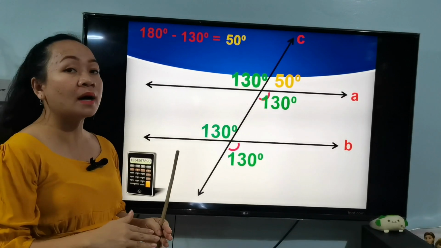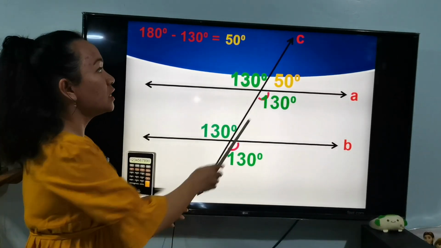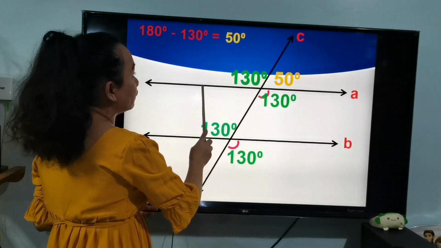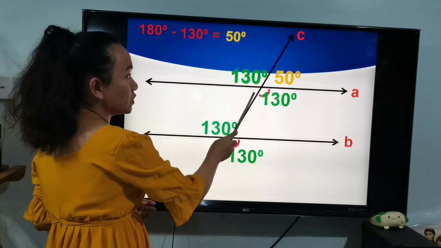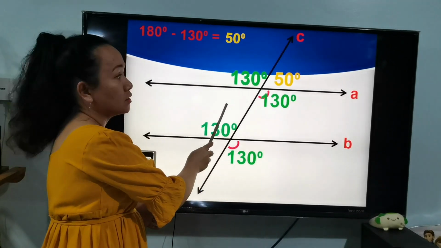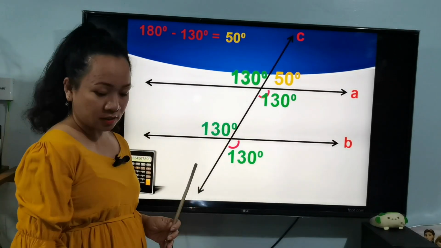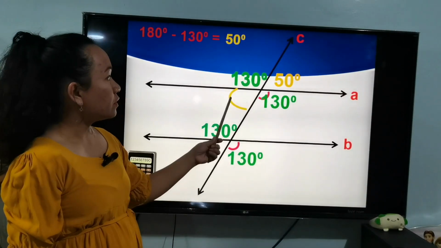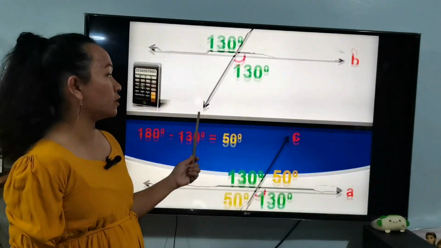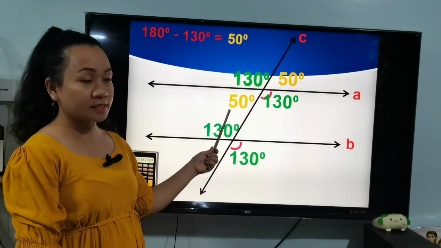Okay, let's go back to the vertical angles. Since this angle is vertical to this angle, meaning to say they are congruent, if it is 50 degrees, this angle is also 50 degrees.